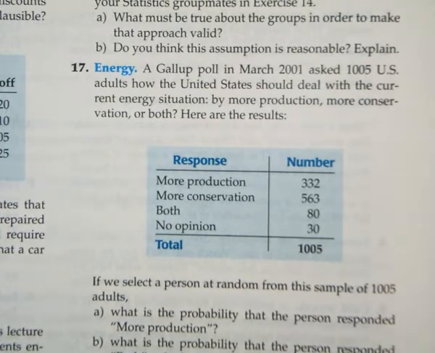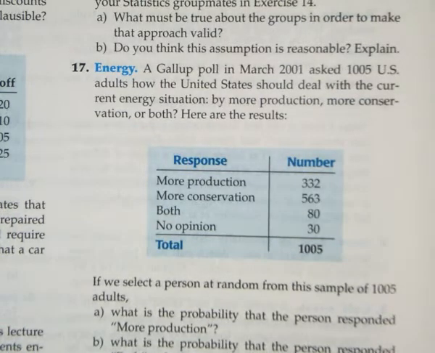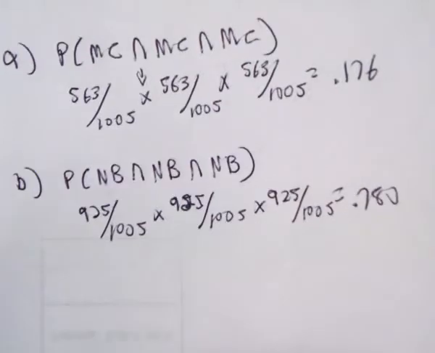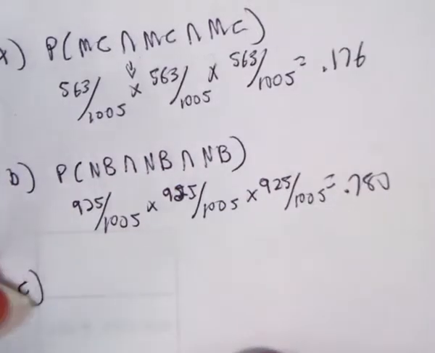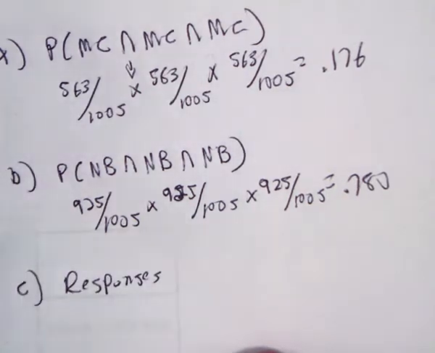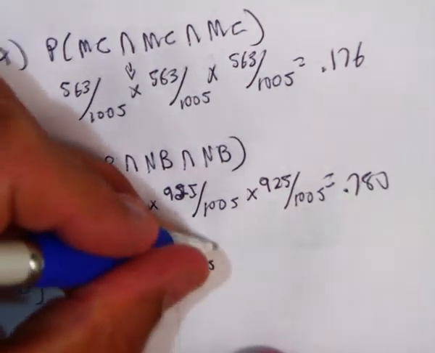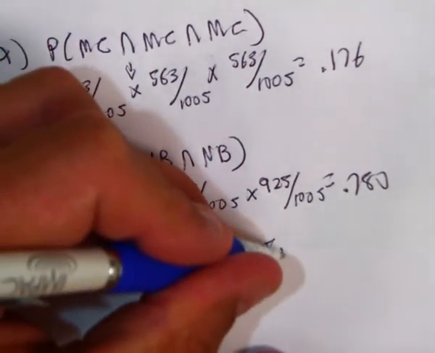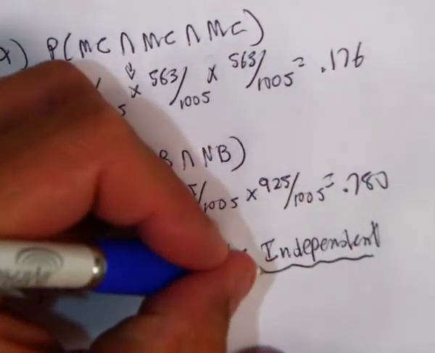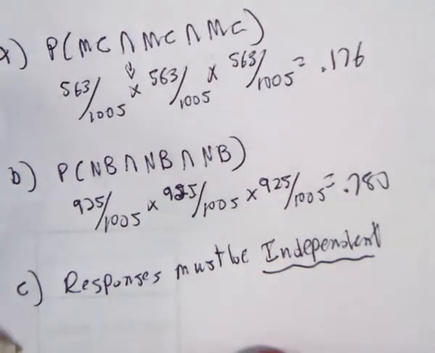And then C, what assumption did you make in computing these probabilities? Well, in order to multiply, these responses must be independent. Independence is the key. Okay, independence is the key.